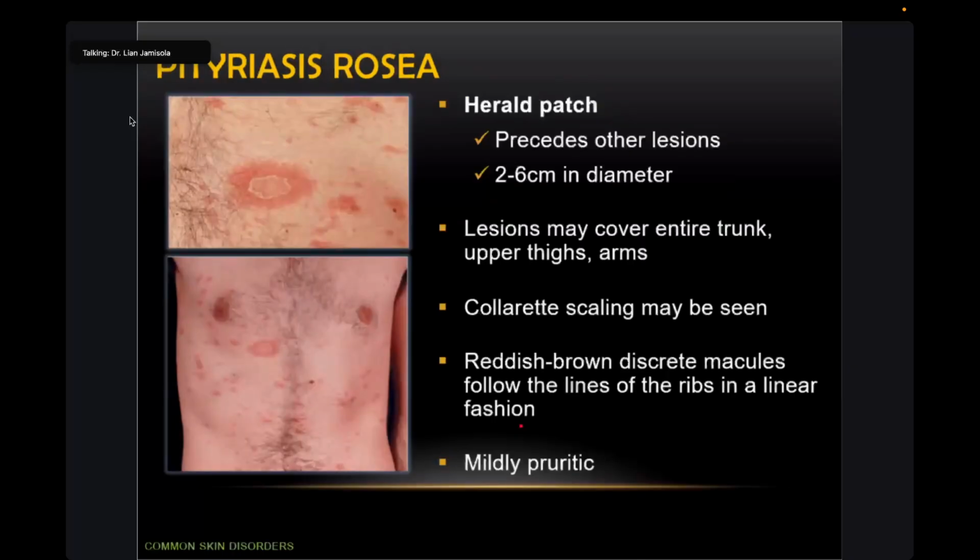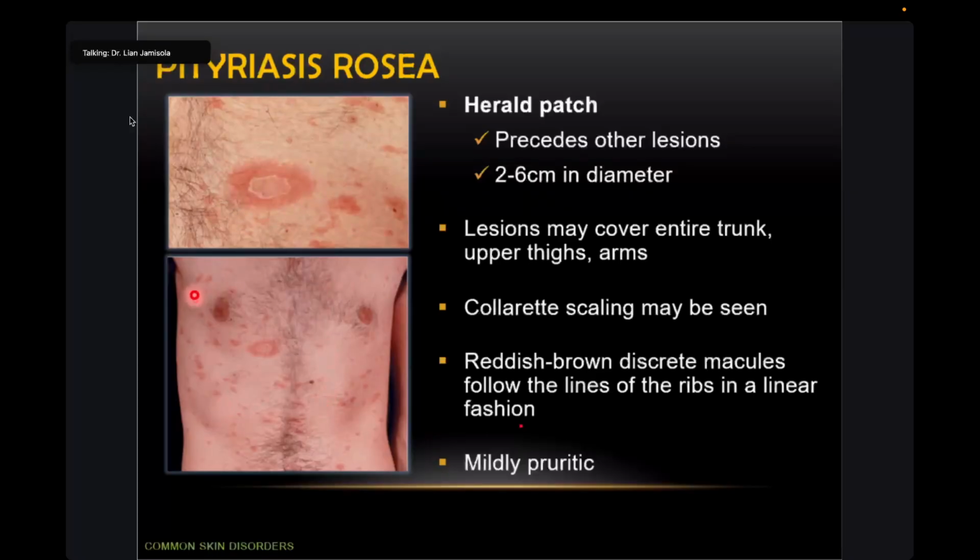Okay. So how does it look? Patients would present initially with a herald patch. So this one first, like this one. Usually it's the biggest. It's a herald patch. It precedes the other lesions by 2 to 3 weeks, probably. And then eventually, after 2 to 3 weeks, more lesions would appear that may cover the entire trunk, upper thighs, and arms. Characteristic of the lesion is collarette scaling. The scaling is just on the borders, not the whole lesion. That's why we call that the collarette scaling.